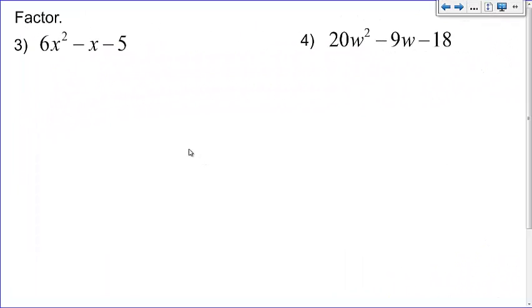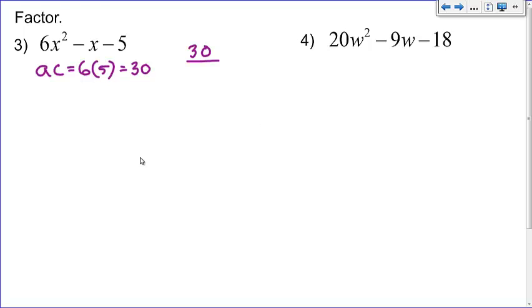Let's take a look at number 3. Here we have 6x squared minus x minus 5. Now again, we're going to use that AC method where we know that AC is equal to 6 times 5, which is 30. And for purposes of the AC method, we can pretty much ignore the whole positive versus negative. Just treat everything as a positive number, and then we'll make adjustments as we move ahead.